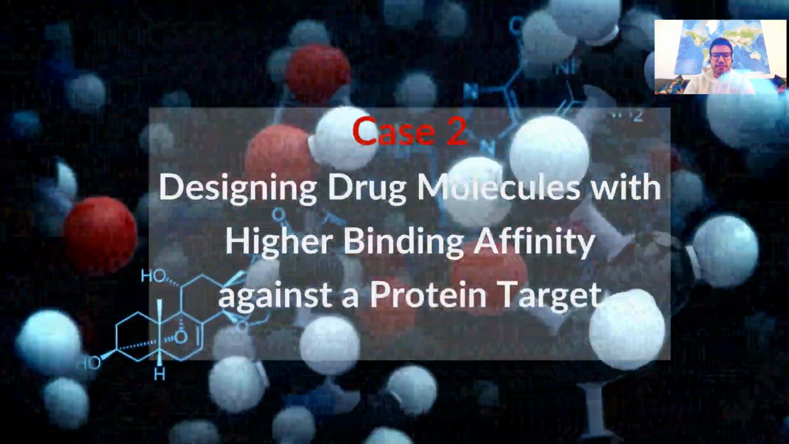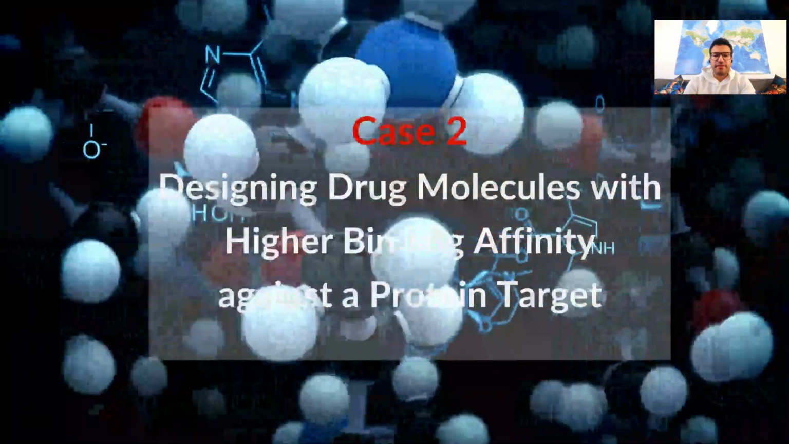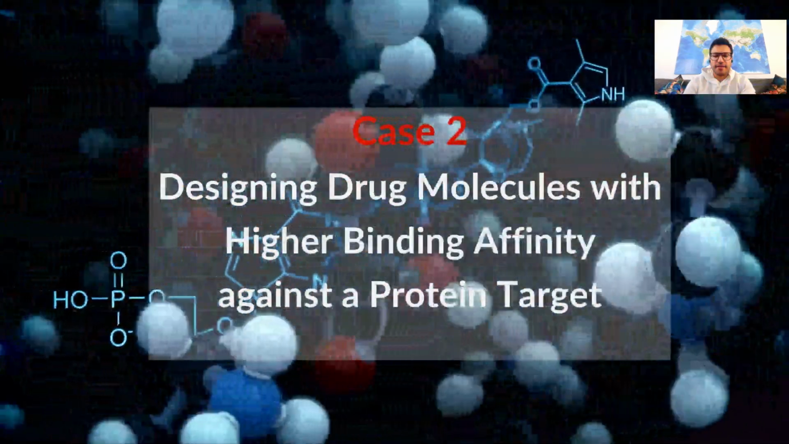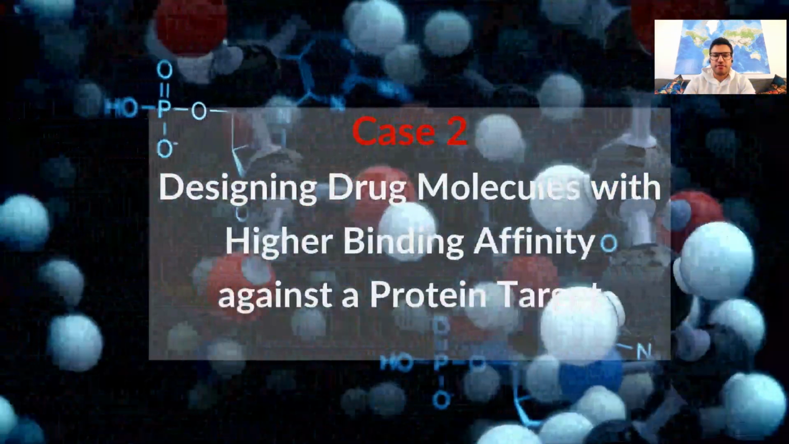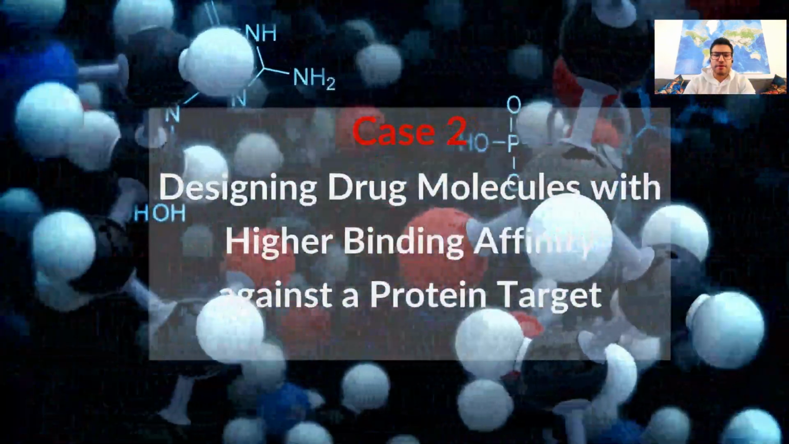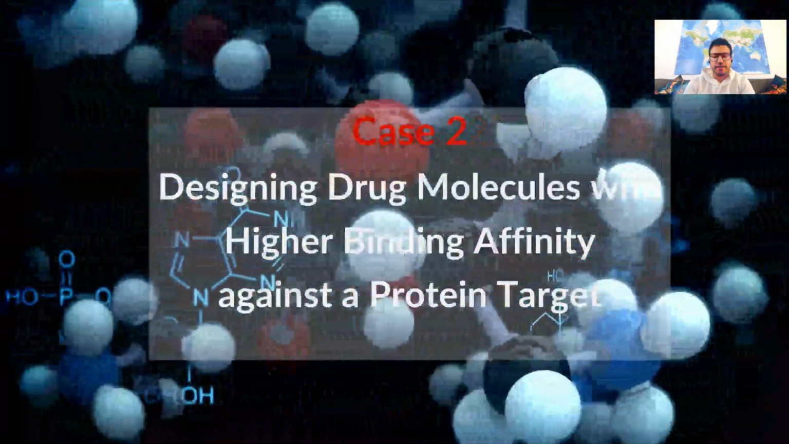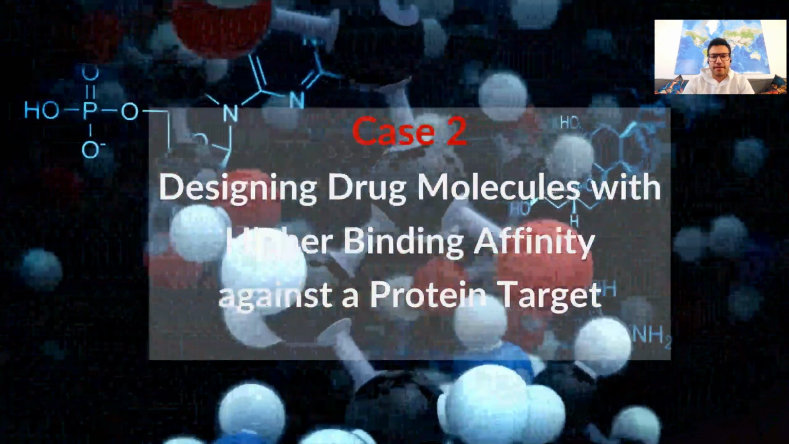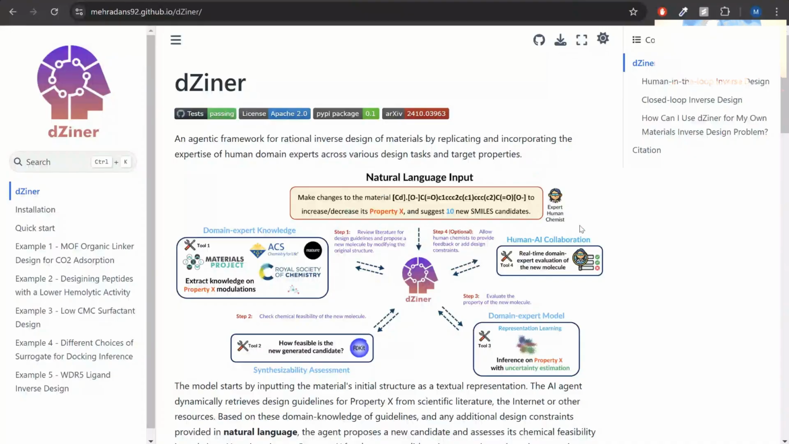Next, we want to use dZiner for a totally different problem, and this is essentially trying to find a likely drug molecule that has a higher binding affinity against a protein target. So before doing that, I'd like to show you the package.